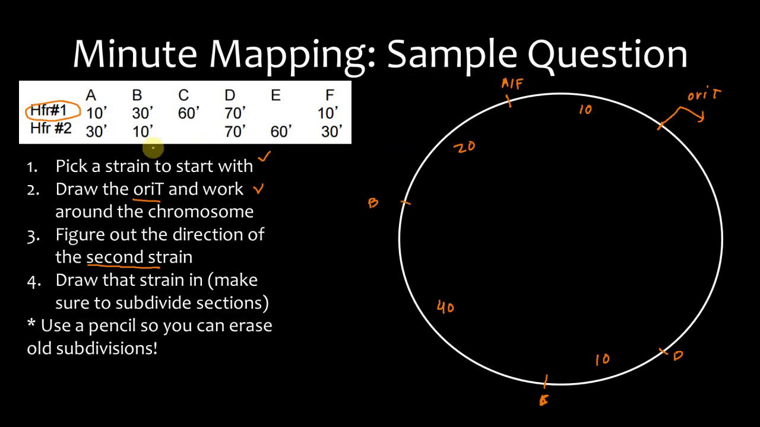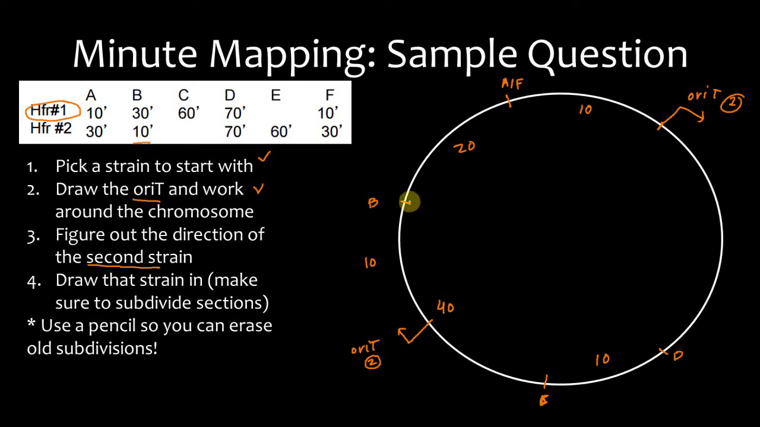So it takes 10 minutes to get from the ORIT of Hfr1, I should write this as number 1, from Hfr2 to B. So that means that if I draw my ORIT for 2 here, ORIT 2, then the difference between here and B is 10. Okay, so what I like to do is I always do this in pencil because I'm going to re-subdivide this.